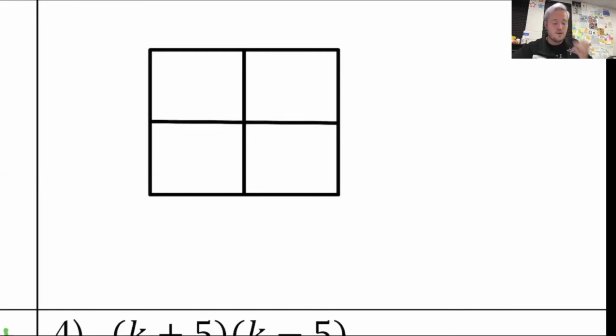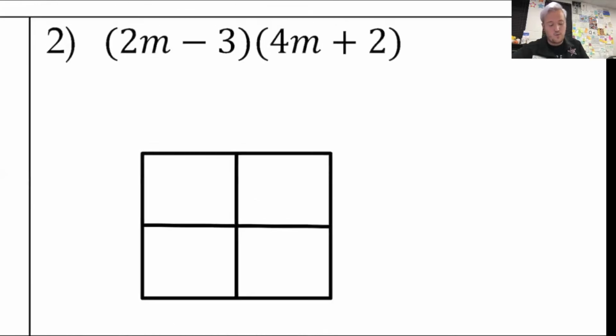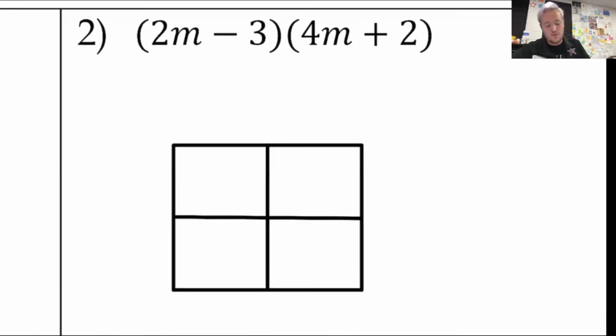There we go. All right, so it actually doesn't matter which sides you write your first or second polynomial, or binomial, on. If you want to put the first one across the top, you can, or across the side, you can. It doesn't matter where you put it. So I'm going to do 2m and negative 3 here, and then I'll do 4m and positive 2 down here.